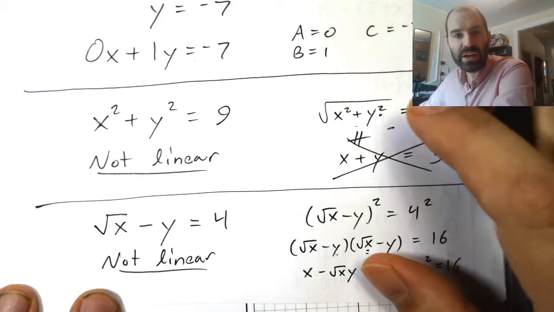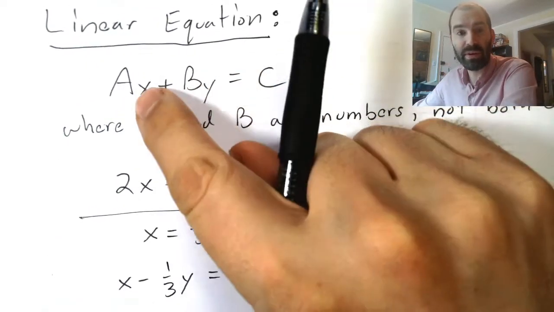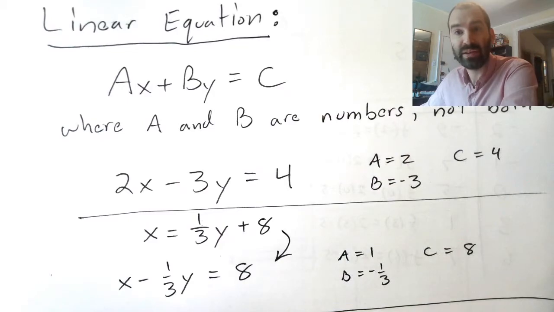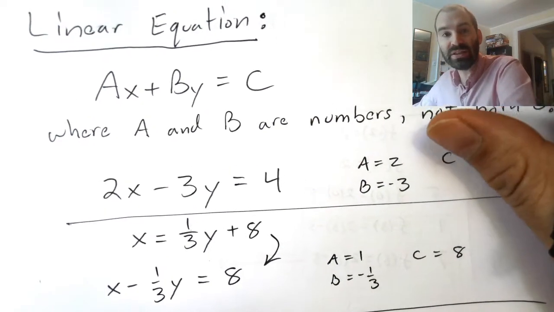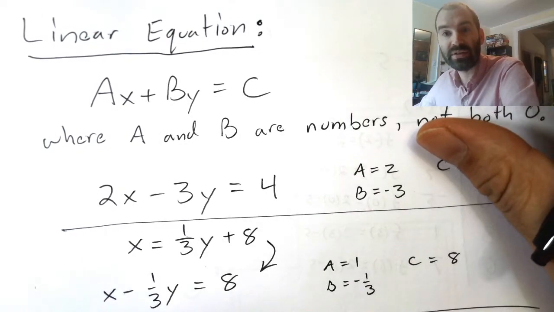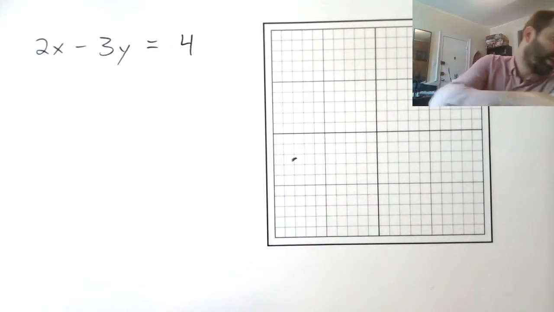So it's only linear if you can use algebra to get it into this form and identify what the a, b, and c are. That makes it linear. Otherwise, it's not linear. Now, the nice thing about linear equations is they all have particularly nice graphs. So let's take a look at some of these graphs and see what we're getting here.